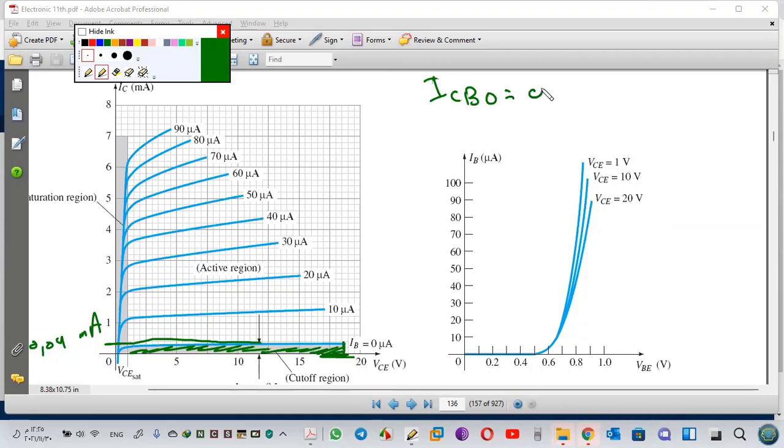ICBO is 0, you can see here. We can see ICEO, common emitter, is not equal to 0, it is bigger than 0. Here 0.04 milliampere. Good number. So we can see that ICEO in common emitter is bigger than ICBO in common base. Why? Let's now explain this, and this is a very important question.